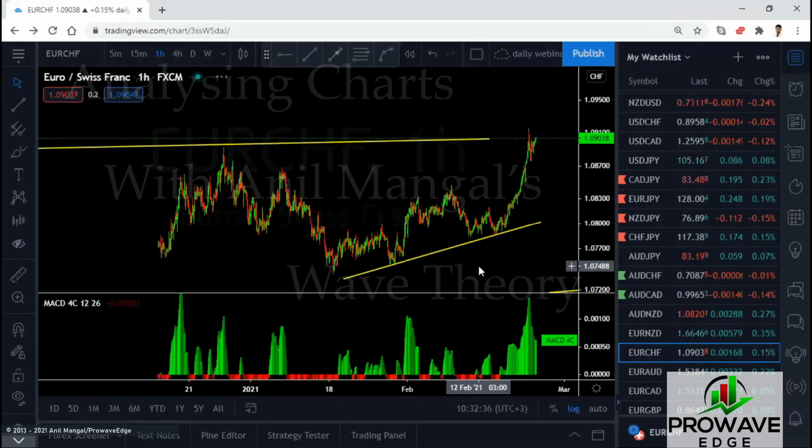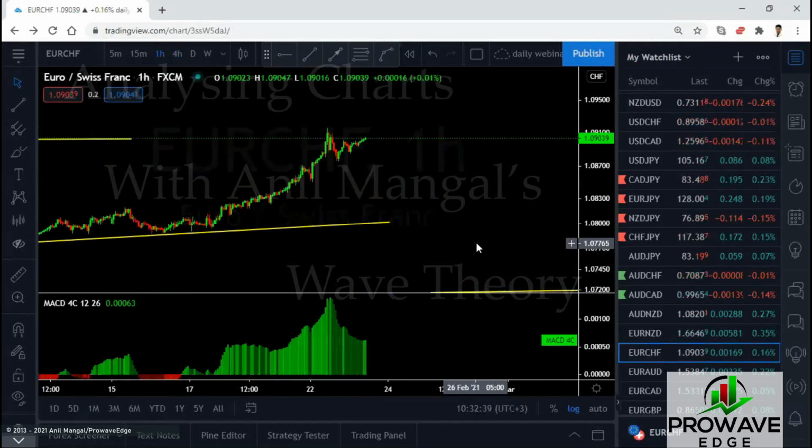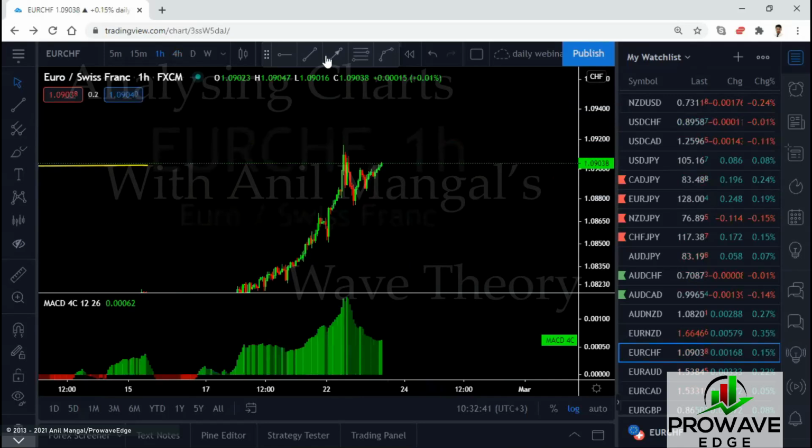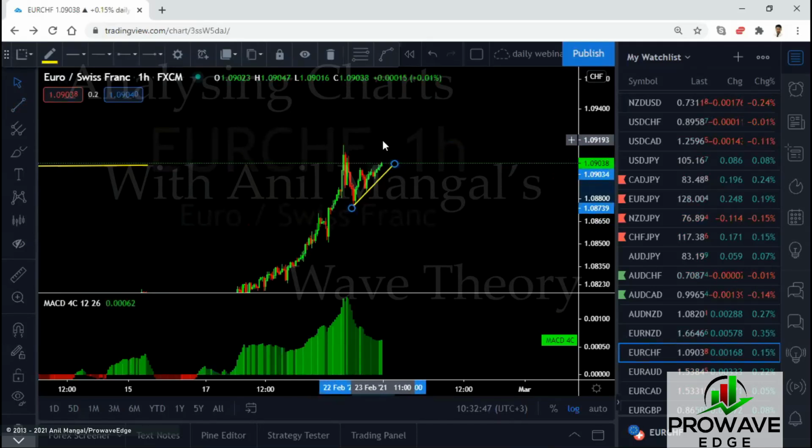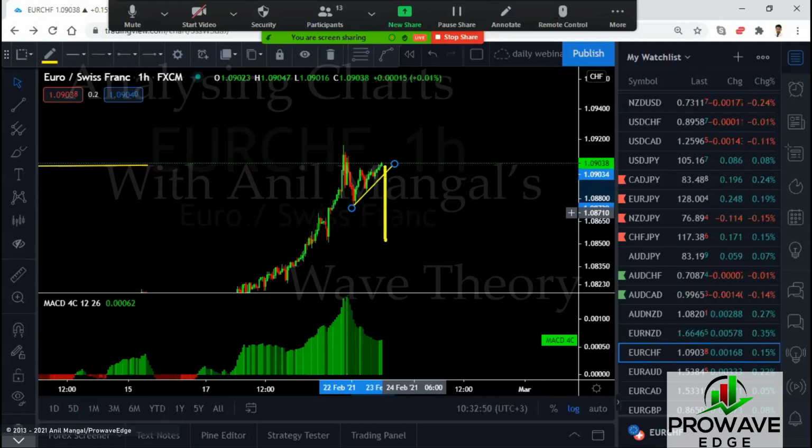We might finally get this sell today, right? Euro Swiss has a big move to the downside and you have a sell setup here. So if this breaks, you have a sell setup moving here. Watch it. If it comes back to the top, that will negate the sell. If it breaks as it is right now, it's valid.